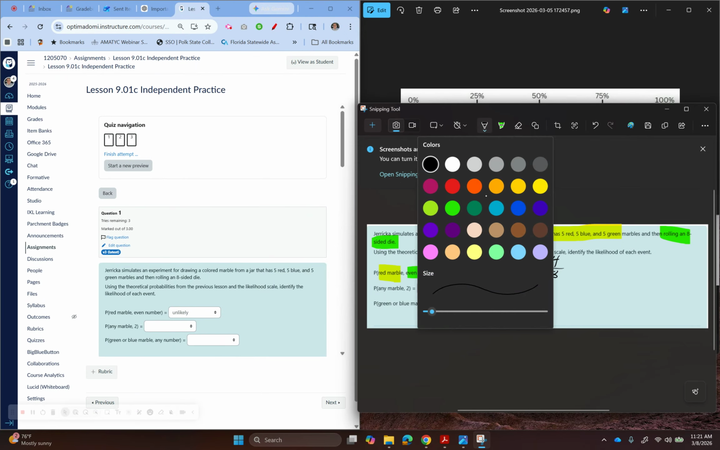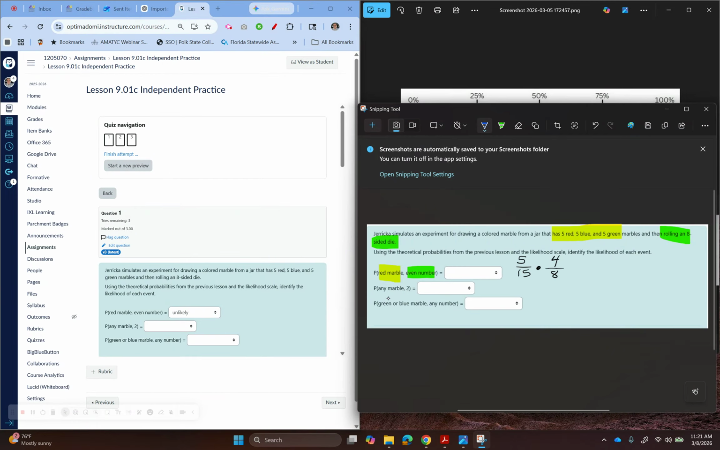Okay, now I'm going to do the second problem. Let me change color. It says the probability you get any marble. So there's 15 marbles, and the chance you get any marble means you can pick any of the 15. So that's 15 out of 15, times you get a 2 from rolling the 8-sided die. There are 8 numbers on the 8-sided die, and only one of them is a 2.